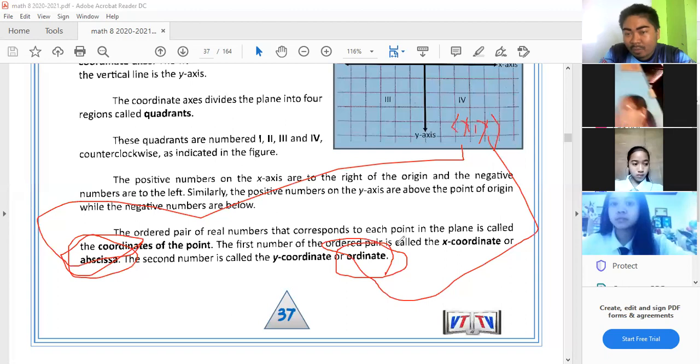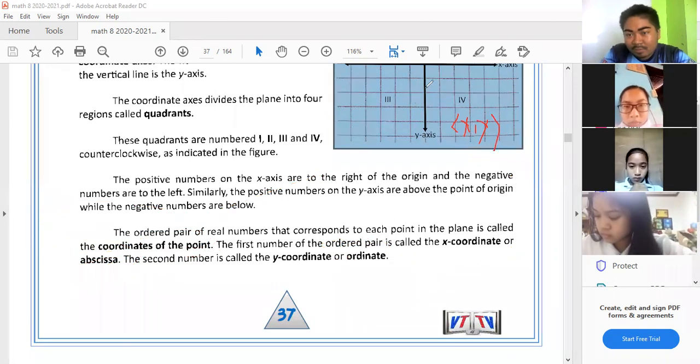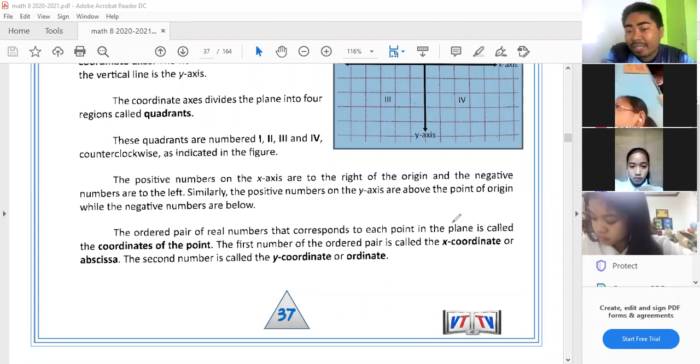So, yung sinabi ko kanina na x and y, di ba meron tayong x and y. So lahat ng values na makikita mo for x, that is the so-called abscissa. Yung y naman dito, that is your ordinate. Okay? So, ang tawag natin dito, coordinates of the point. Okay? Gets? So, ang tinatawag natin, ordered pair, x and y. X coordinate, y coordinate. Or the abscissa and the ordinate. Okay?